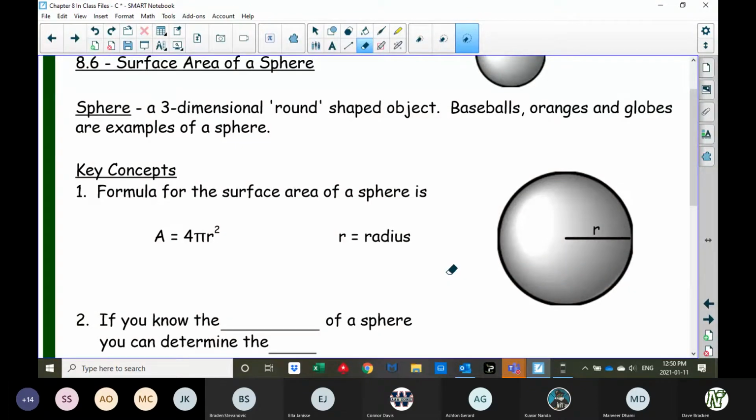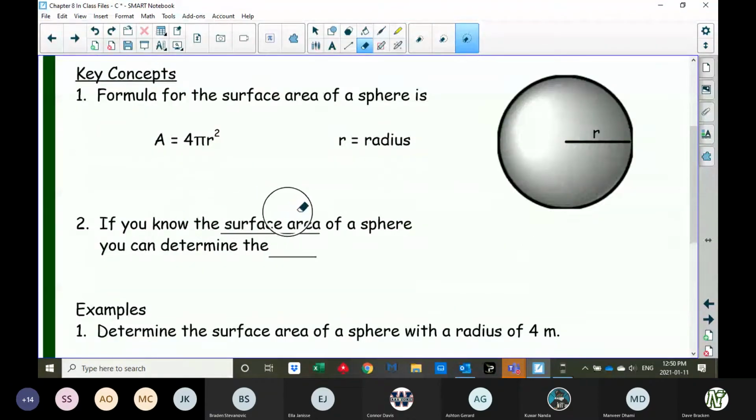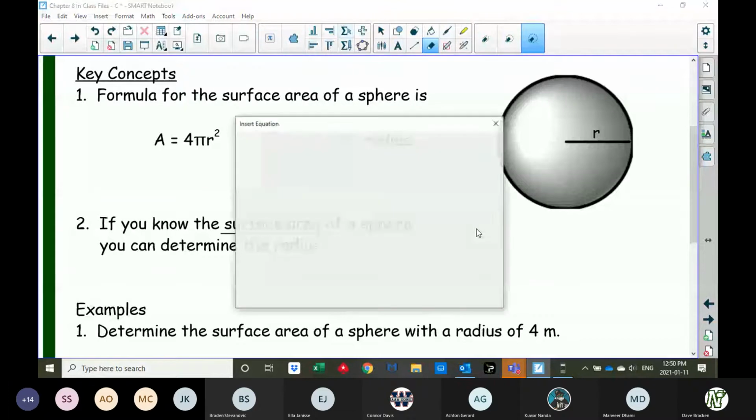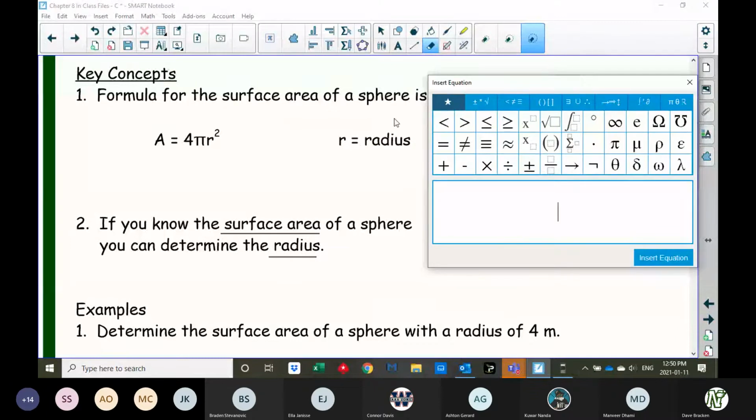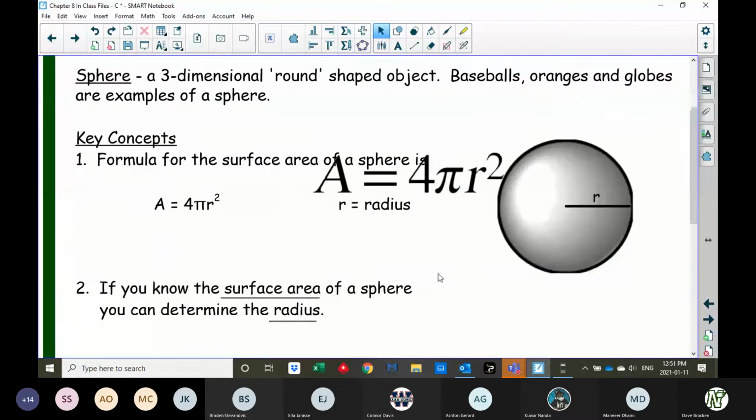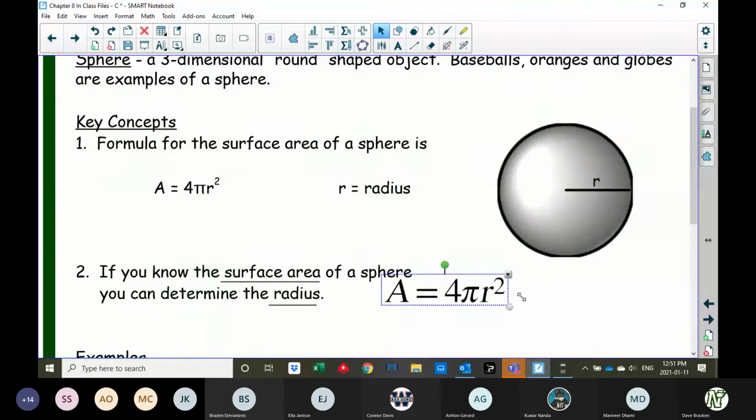And just know that if you know the surface area of your sphere, you can determine the radius. And I'm going to do that with you right now. So I'm going to write A equals, I'm going to put a 4 first, 4 pi r to the power of 2. So there is the formula for the surface area of a sphere.